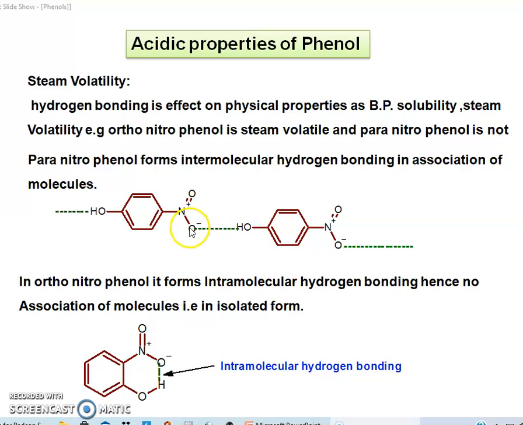In the first molecule, para-nitrophenol, there is intermolecular hydrogen bonding.